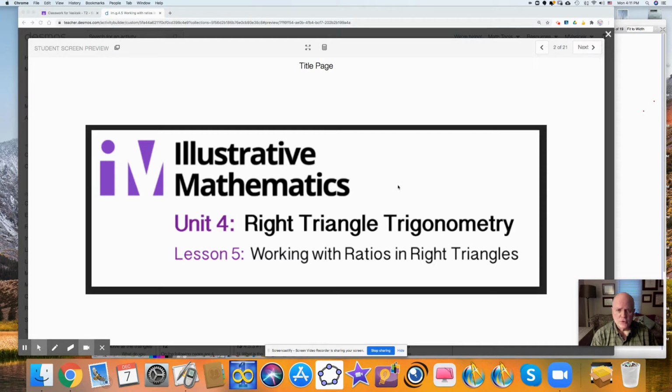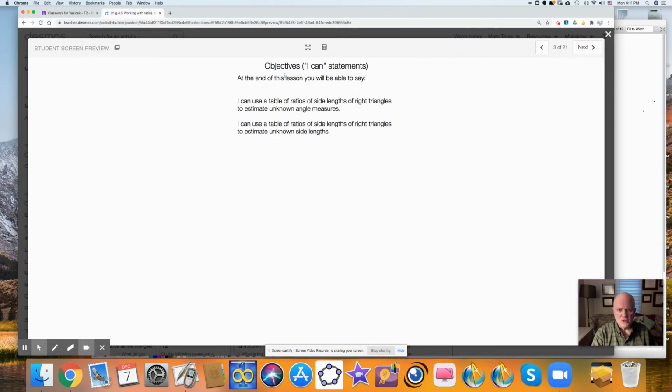We're also using Unit 4, which is Right Triangle Trigonometry, and today's lesson is number 5, which is working with ratios in right triangles. At the end of this lesson, you should be able to say, I can use a table of ratios of side lengths of right triangles to estimate unknown angle measures. And I can use a table of ratios of side lengths of right triangles to estimate unknown side lengths. That's what our objective is today.